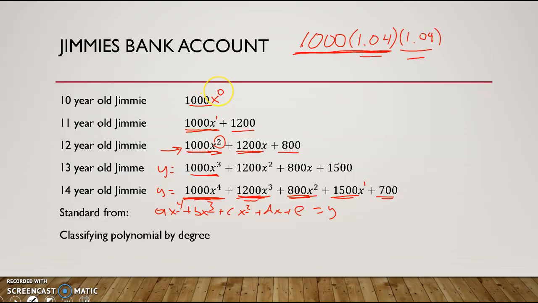This is like x to the 0. Anything to the 0 power is 1. So this is a 0 degree polynomial. We call that a constant. We're going to get into that here on the next slide.